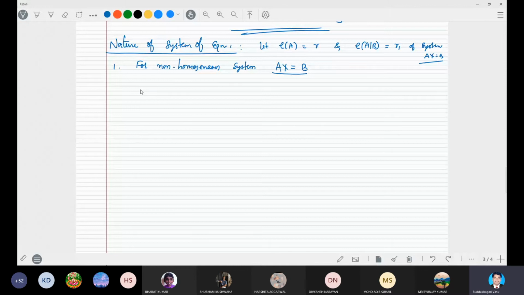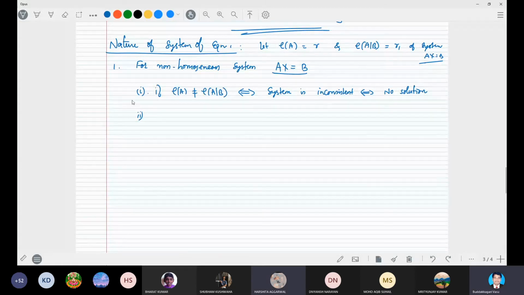Now, first point: for the non-homogeneous system, we designated the rank of A as R and the rank of [A | B] as R1. If the rank of A is not equal to the rank of the augmented matrix, R is not equal to R1, then there is no solution.